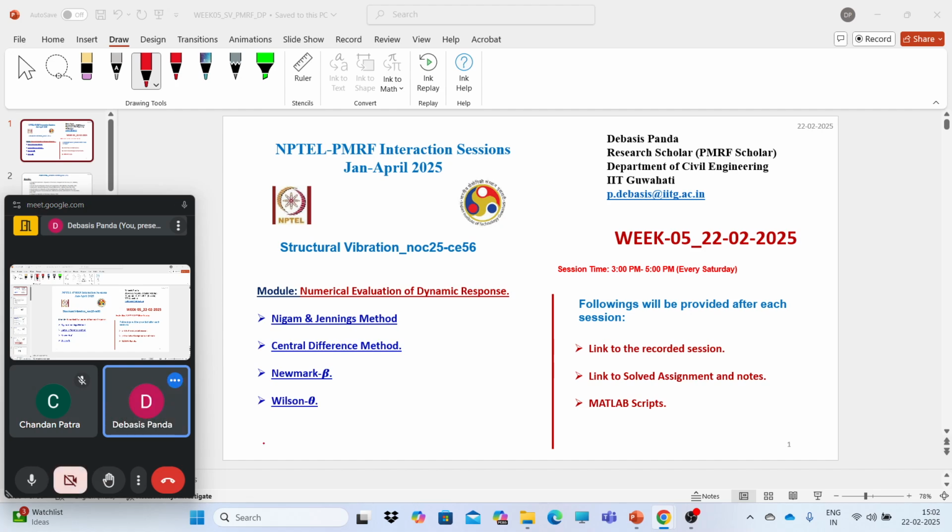So today, first we will talk about different kinds of numerical techniques to get the dynamic responses. First we will go through the Nigam Jennings method, and then we will move to central difference, and subsequently we will go through Newmark-beta and Wilson theta method. Okay, so let's start today's session quickly.